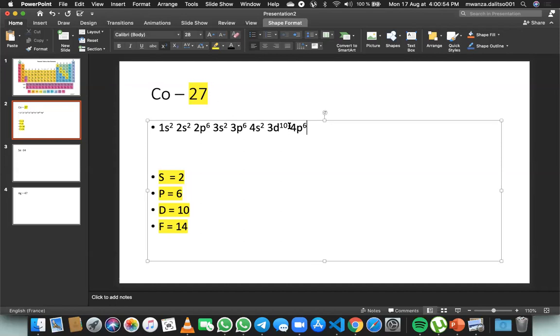So this won't work. When you just count for this, you have 30. Now, for us to have the correct electron configuration that will satisfy cobalt, how many are we supposed to reduce?